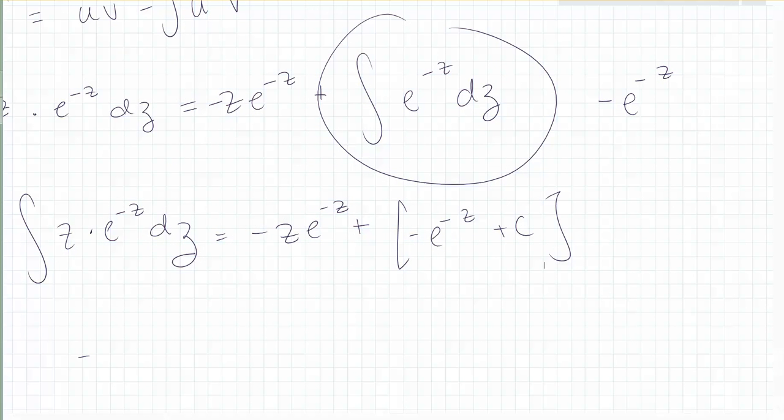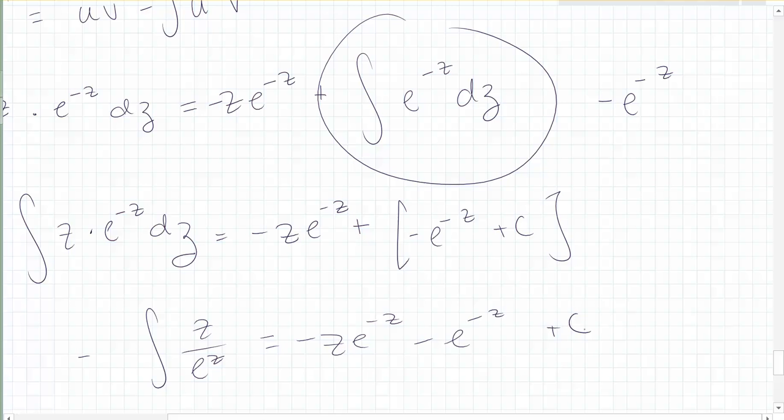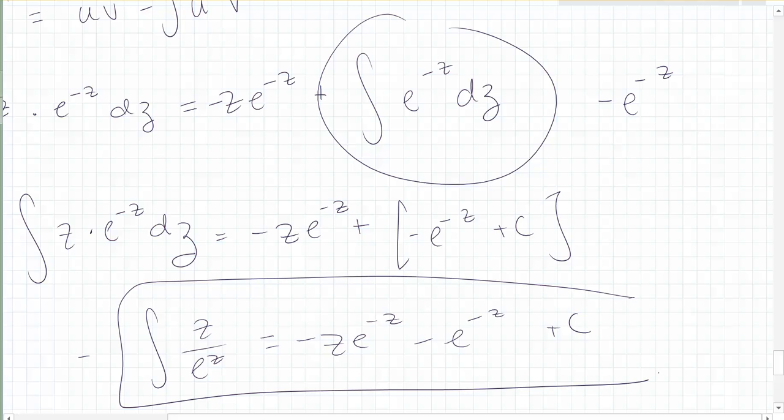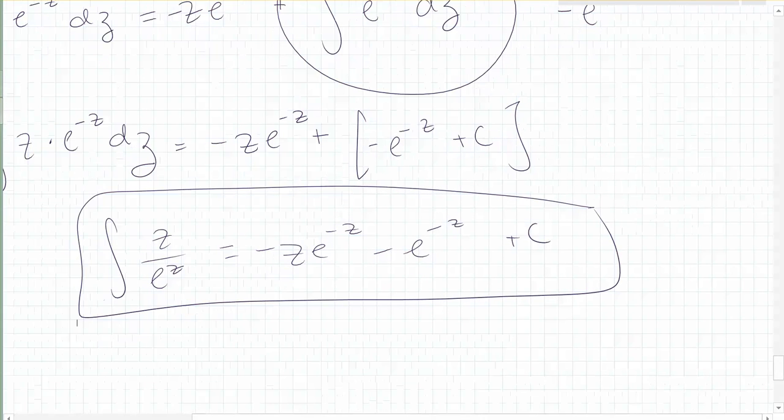So what you end up with is the integral of z over e to the z equals negative z e to the negative z minus e to the negative z plus c. And then you're done. And that is our example of integration by parts.